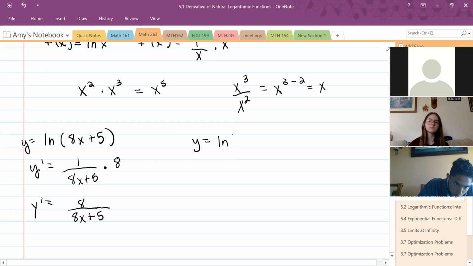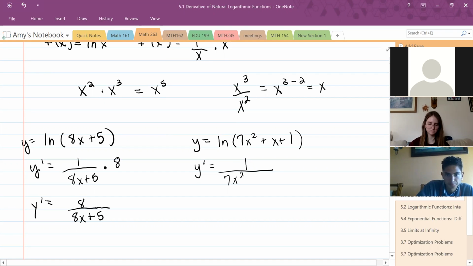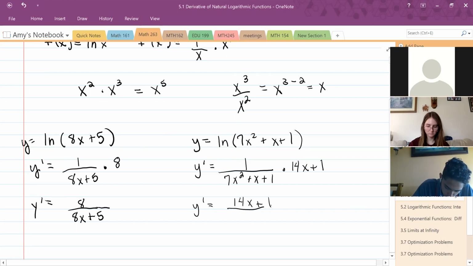Now, if we look at another one, y equals the ln of 7x squared plus x plus 1. We want to take the derivative here. The derivative of any ln is 1 over that function times the derivative of the inside, which would be 14x plus 1. So the derivative equals 14x plus 1 over 7x squared plus x plus 1.